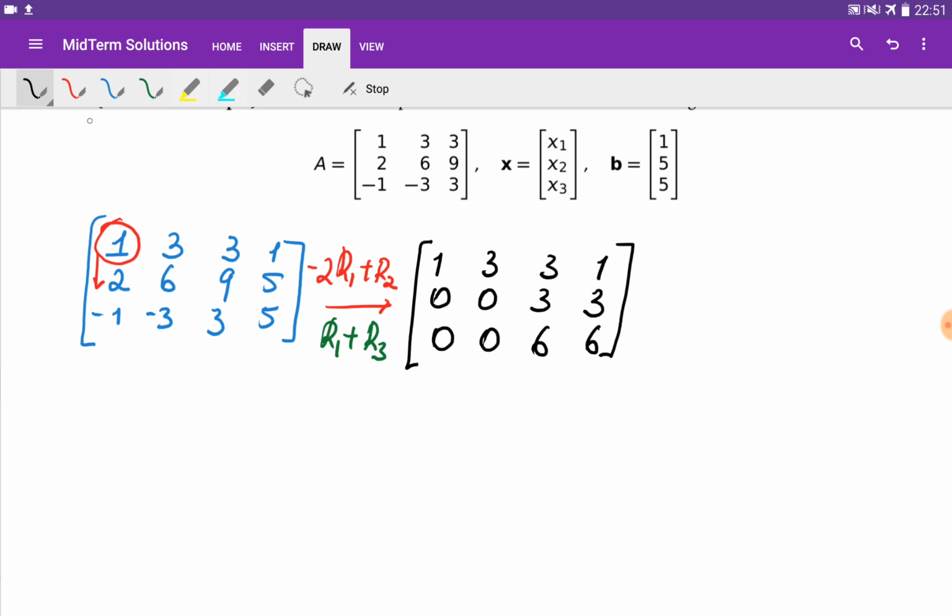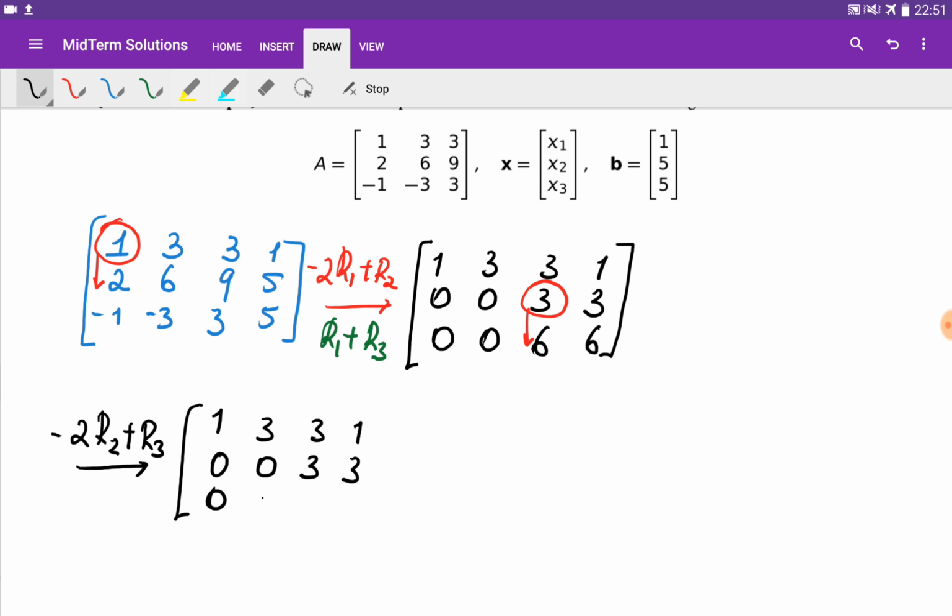So now I'm going to go to the second row. The first non-zero element on the second row is going to be this 3, and in order to make this a pivot, I need to eliminate all the elements below this. So we can do this by multiplying the second row by minus 2 and adding this to the third row. We're going to obtain 1, 3, 3, 1, 0, 0, 3, 3, 0, 0, 0, 0.